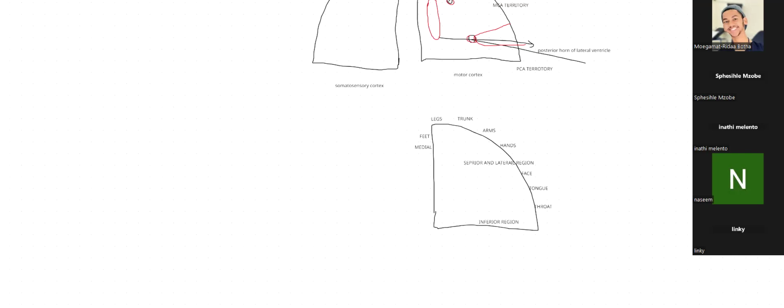So we have the demarcation line in this regard for the ACA and the MCA territory, right up until the arms and the hands. Okay, so that's your ACA, MCA, and PCA territories.